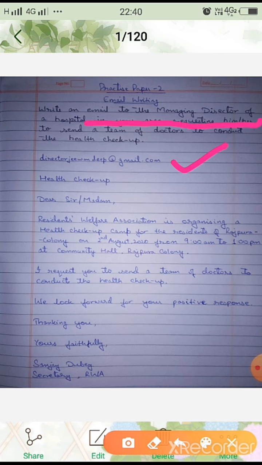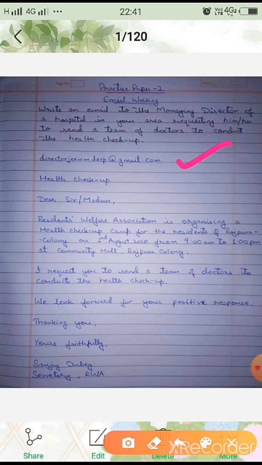Okay, only the receiver's email address, and the receiver's email address also should have a direct link with the question. Here it is given that write an email to the managing director of a hospital. So according to that only you have to frame the email address. So here I have written director jeevandeep@gmail.com, and always keep in mind that all the letters in this email address should be in small case. Okay, no use of capital letters in the email address.